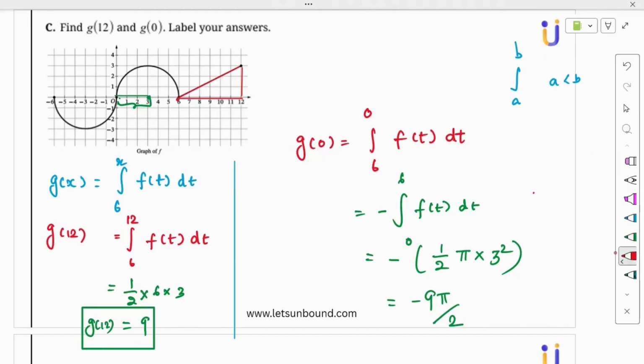So be more cautious. Do the steps properly. Otherwise, even if you follow all this and you forget to manipulate this sign, you will get it wrong, right? So G of 0 is negative 9 pi by 2. And that's the thing. Here we go for part D.